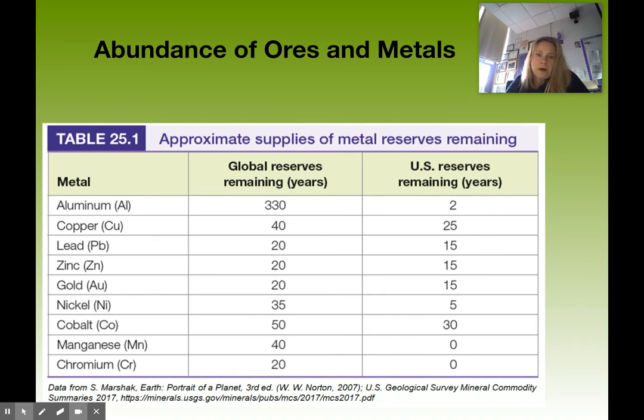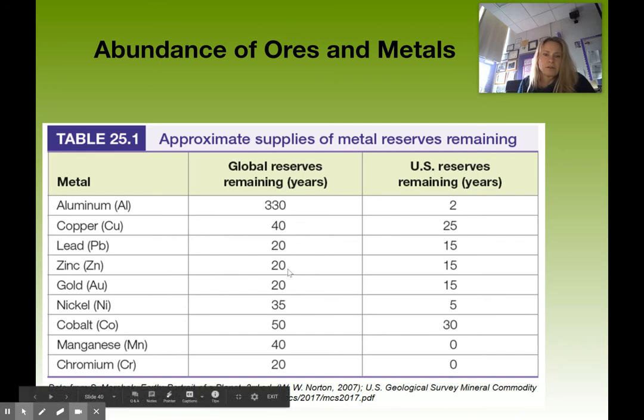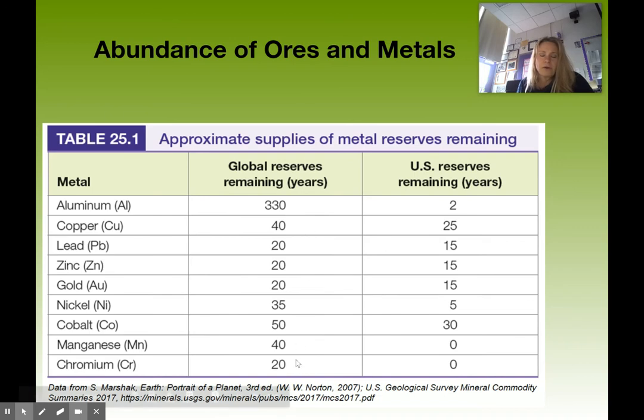All right, and then we can see how many years left we have of these reserves. So aluminum, global reserves, 330 years if we use at the same rate. In the US, we have 2. And then you can see going down the list. Some things are not very abundant, and they're not found worldwide everywhere. So in some places they're very abundant, in some places they're not. But you can see this is finite. This is within our lifetime, all of these things except for the aluminum, all within our lifetime if we continue to use. So it's important to recycle, and it's important not to overuse these items.